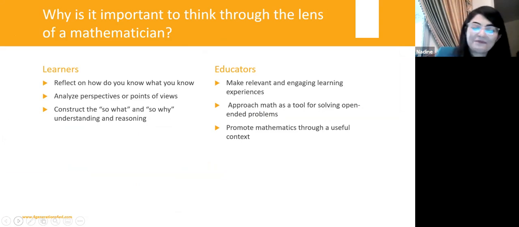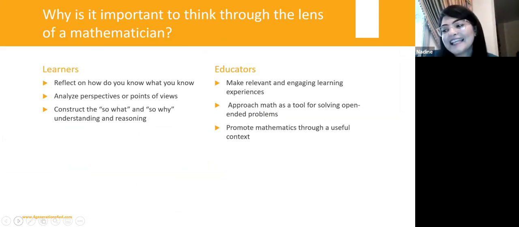Okay, now here comes the real reflection and delivery. So why is it important to think through the lens of a mathematician? So as learners, I believe that reflection on how do they know and what they know is so important. And also analyzing different perspectives and points of view, learning from others' strategies, from others' ways of thinking as well is so important. And here we refer back to the community of mathematicians, how it's important.